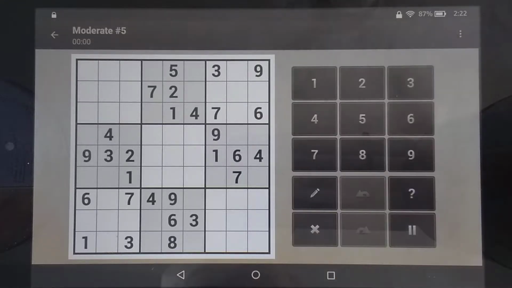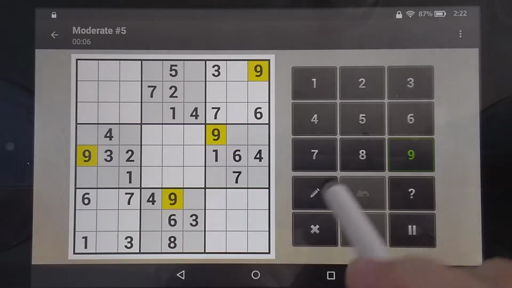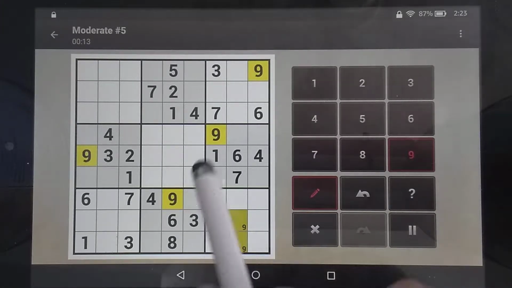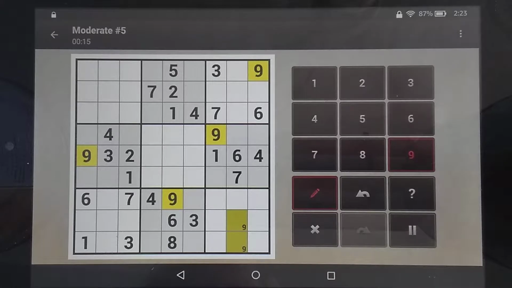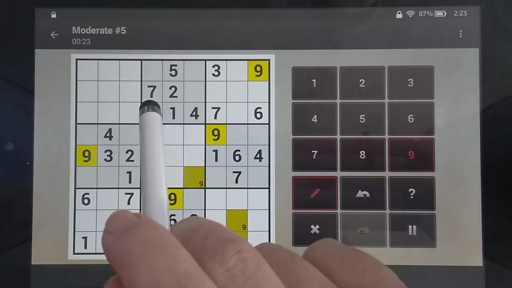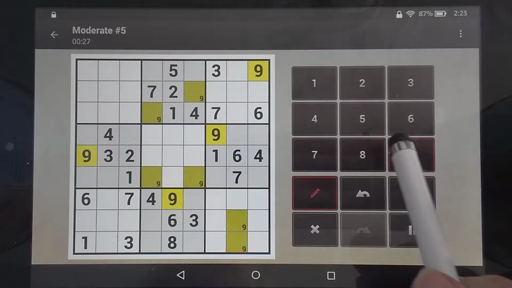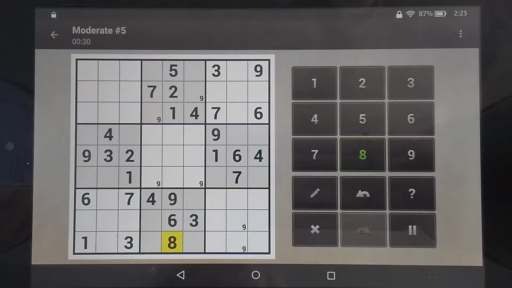We're starting moderate number 5. Let's see how this one goes. One of those two has to be the 9, because those 2 columns and that row are already taken. These 2 rows and this column is taken, so this 9 has to be either there or there. This row is taken, so this 9 has to be there or there. And that's all to note for now.